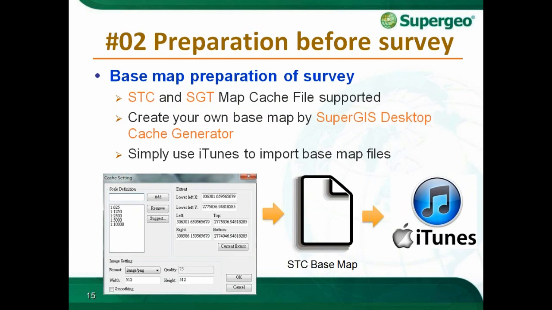The preparation before the survey is very important in a field survey. You can prepare your base map before the survey. In SuperSurv, we support both SCC and SGG map cache files. It is very useful because on the survey you won't need to use a very large aerial photo or satellite image. So you can create your own base map with the SuperGIS desktop cache generator. And after you create your own base map file, you can simply use iTunes to import the base map file.